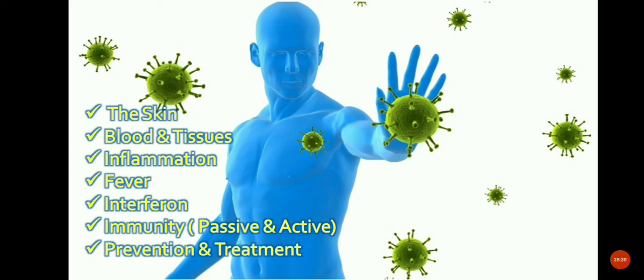We also include the blood and tissues. The blood and tissues contain chemicals that kill bacteria and viruses. The white blood cells surround and destroy the bacteria by digesting them. Tissues contain cells that behave like white blood cells by attacking the pathogen.